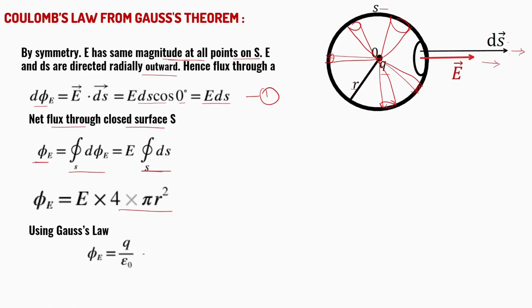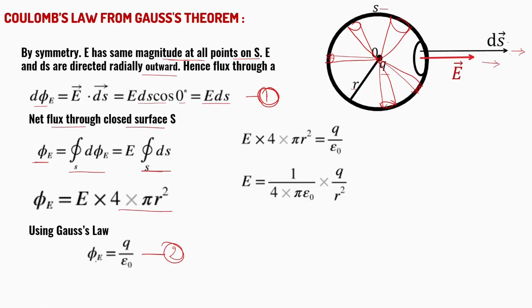Next, by using Gauss law. The first step in proving this is to use the definition of the flux. Second, we use the flux by Gauss law. Only these two equations are sufficient for deriving Coulomb's law from the Gauss theorem. Using Gauss law, we know that the flux associated is the total charge Q by epsilon naught. We equate the two equations because their left-hand sides are equal, so we get E into 4πr squared equals Q by epsilon naught. Rearranging the terms, the electric field at a distance of r on the surface is 1 upon 4π epsilon naught times Q by r squared.